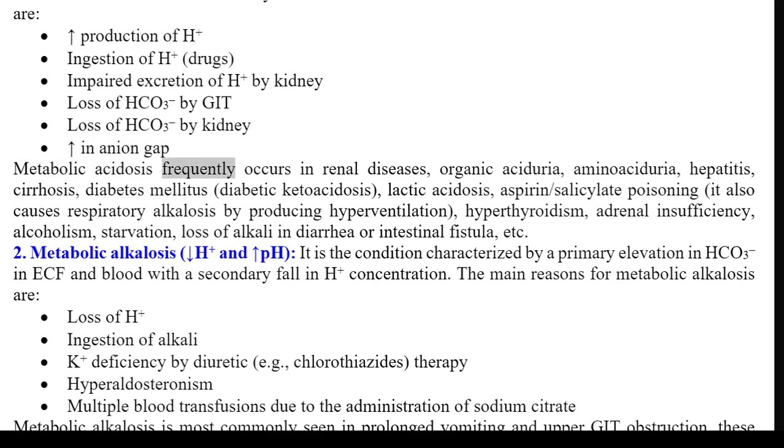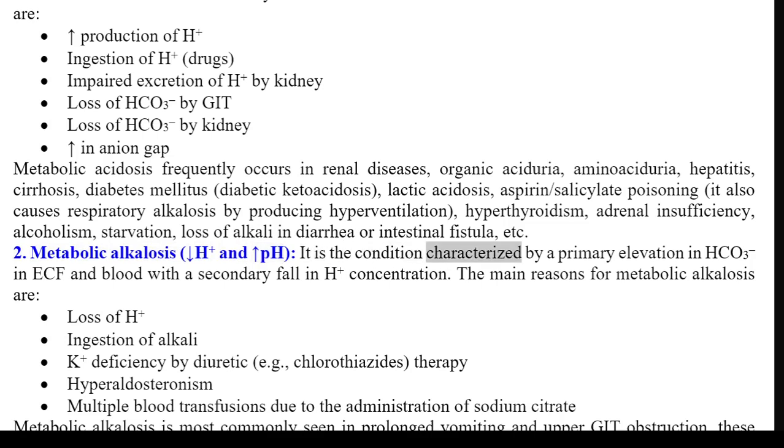Metabolic acidosis frequently occurs in renal diseases, organic aciduria, aminoaciduria, hepatitis, cirrhosis, diabetes mellitus, diabetic ketoacidosis, lactic acidosis, aspirin/salicylate poisoning. It also causes respiratory alkalosis by producing hyperventilation, hyperthyroidism, adrenal insufficiency, alcoholism, starvation, loss of alkali in diarrhea or intestinal fistula, etc.